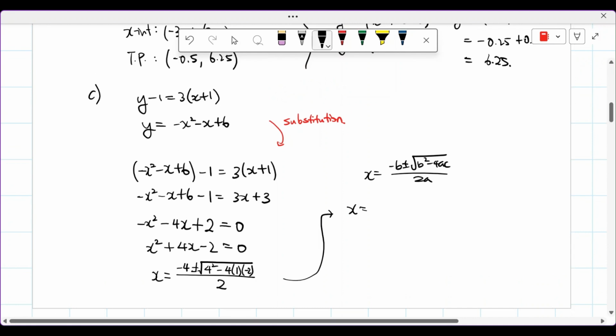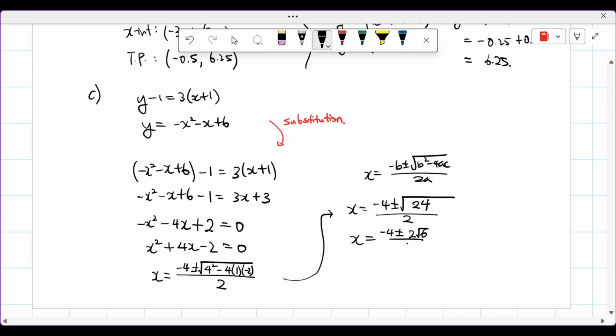And that's going to be x equals negative 4 plus minus the square root of 16 plus 8, so that's 24, divided by 2. That's x equals negative 4 plus minus. I can factor out 4, so it becomes 2 square root of 6. So my final answer is negative 2 plus minus square root of 6.